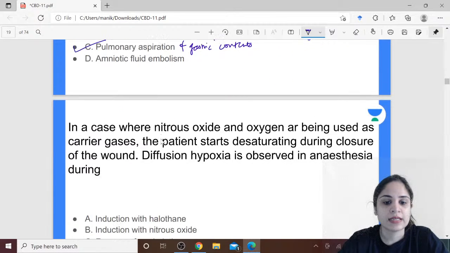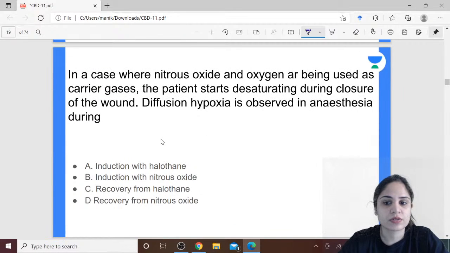Next one. In a case where nitrous oxide and oxygen are being used as carrier gases, the patient starts desaturating during closure of the wound. Diffusion hypoxia is observed in anesthesia during induction with halothane, induction with nitrous oxide, recovery from halothane or recovery from nitrous oxide.